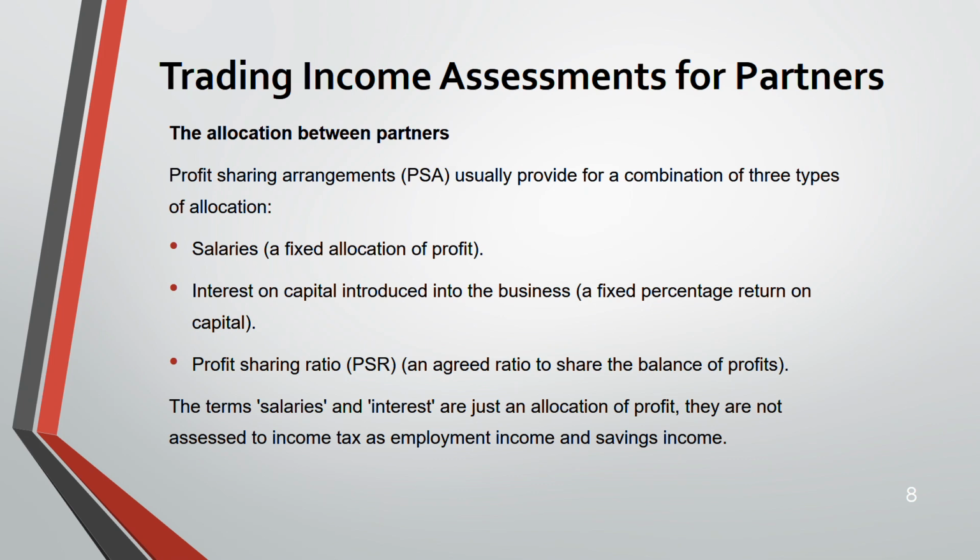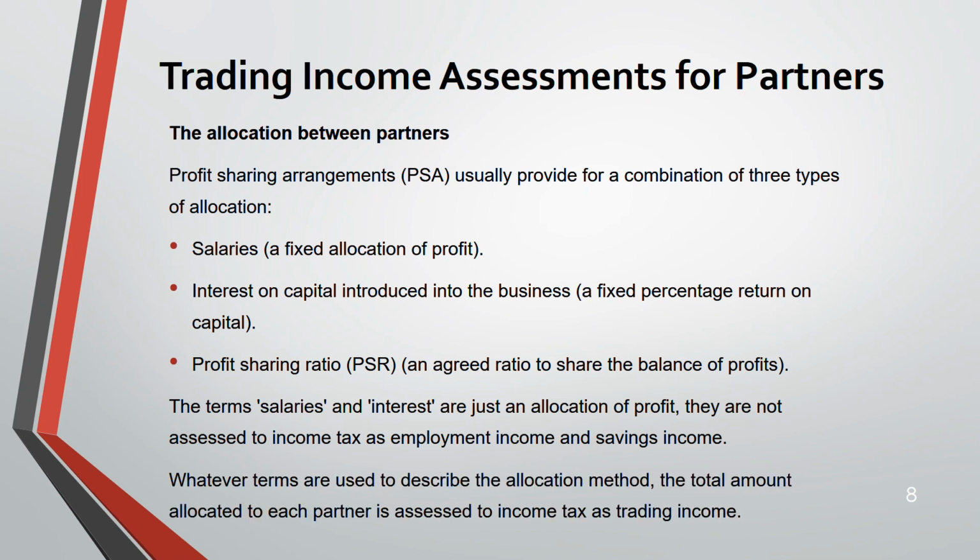This is very important. Normally, what do we do? Salary, we take it in income tax as employment income. Right? Interest comes as savings income. We pay income tax on it. But here, interest and salary are just an allocation of profit. They're not assessed to income tax as employment or savings income.